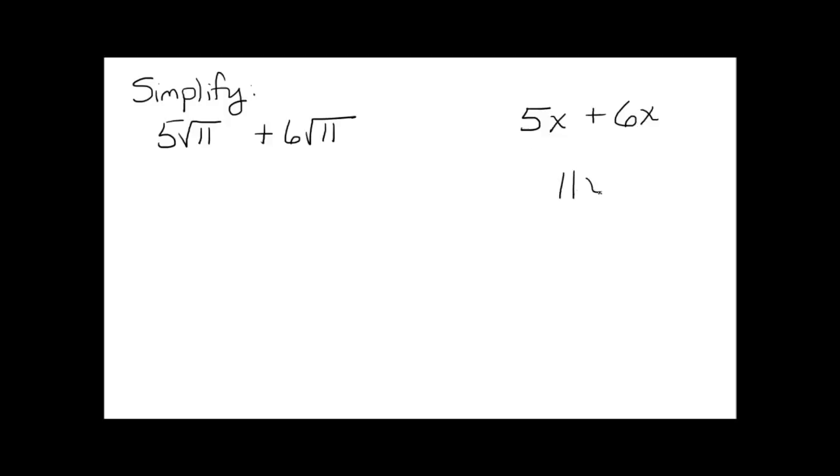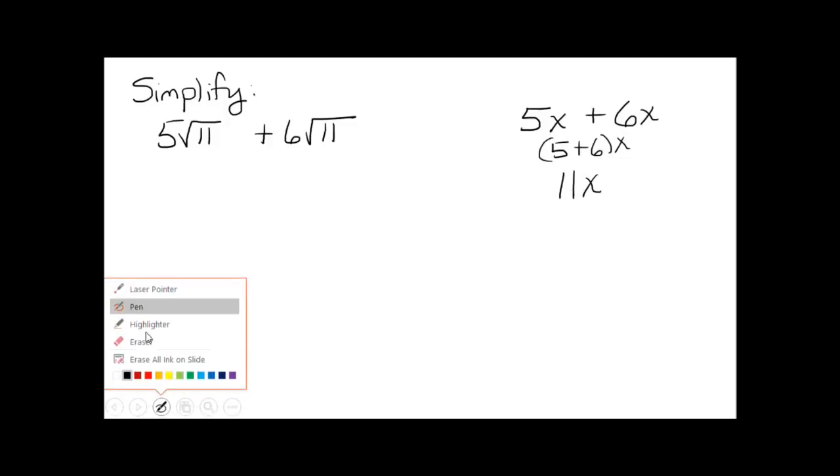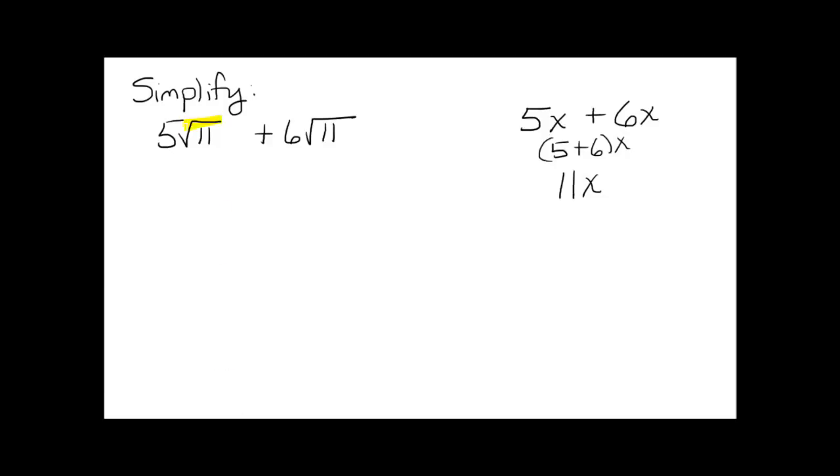And you may not think about it, but the reason why we're able to do that is because we undistribute the x. We factor it out. So factoring out that x, we are left with a 5 plus 6 behind, or 11. So that's why we add coefficients in variable expressions like this one. All right, so let's imagine this square root of 11, treating it the same way that we treated that x.